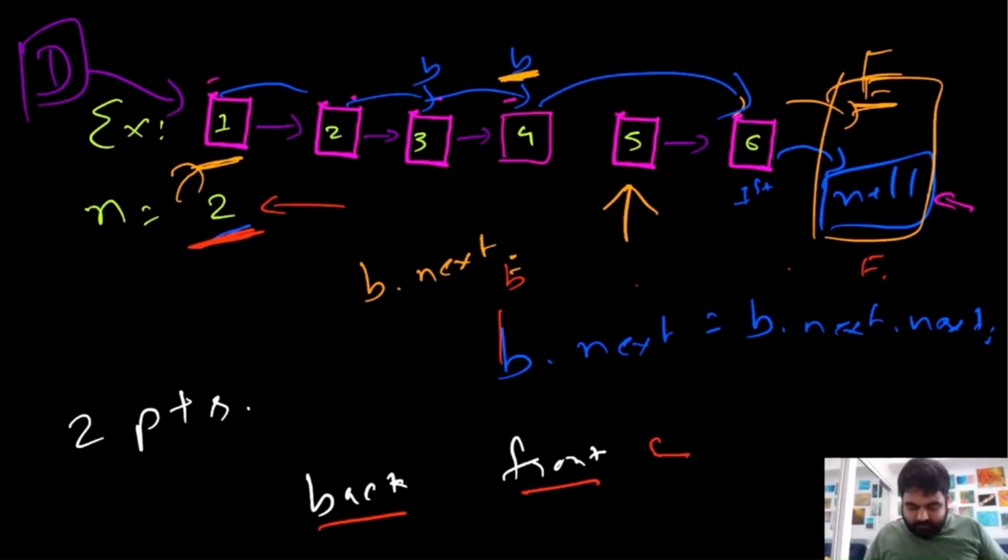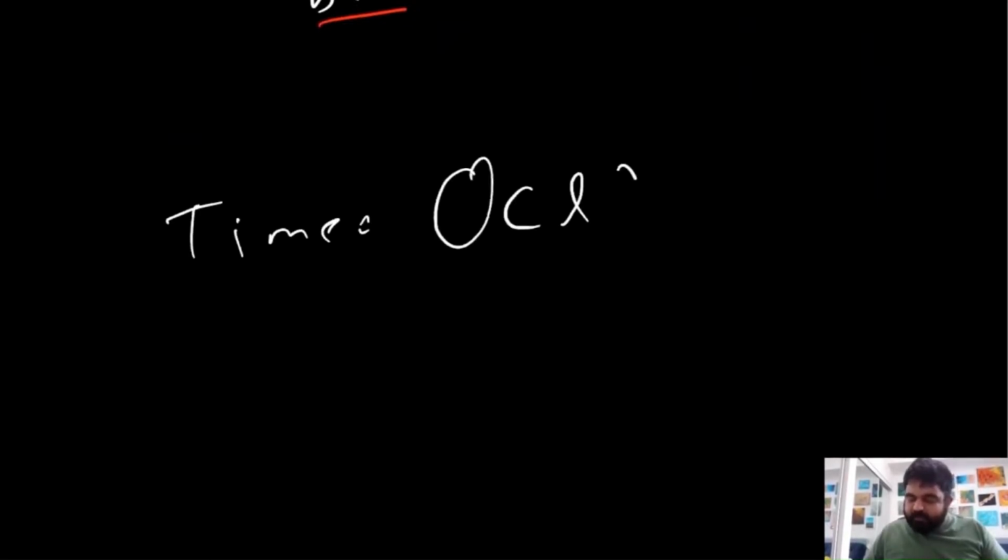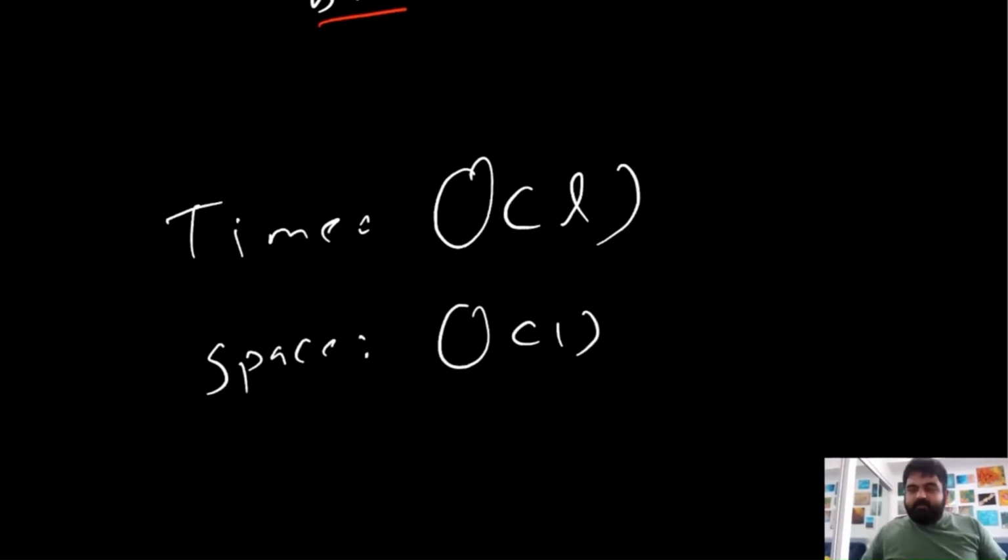And let's see what the time and space complexity would be in this case. For the time complexity, it's only going to be big O of L, where L is the length of the given linked list. In terms of space complexity, we are only storing a couple of parameters, so it would be constant, and we are not using any additional space.